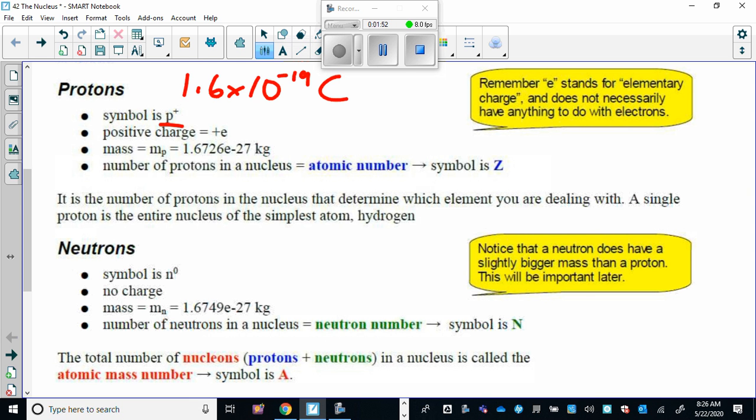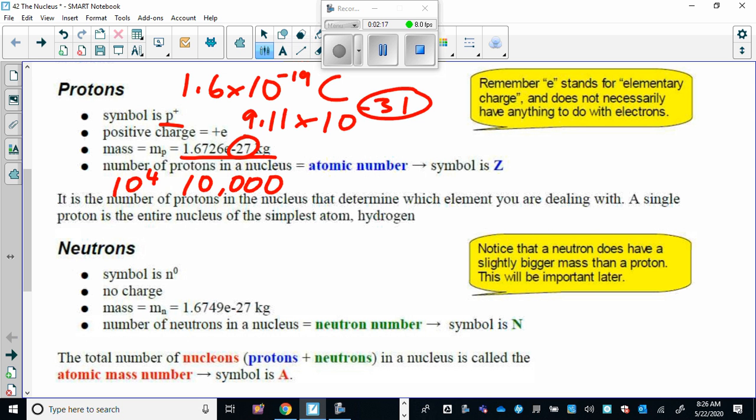Then we have the mass of a proton right here, extremely small, but extremely big compared to the electron. Remember, this is the mass of an electron. If you're just dealing with the exponents, negative 31 and negative 27, if you subtract those, you get 10 to the exponent 4, which is 10,000. So in very approximate numbers, a proton is 10,000 times more massive than an electron.